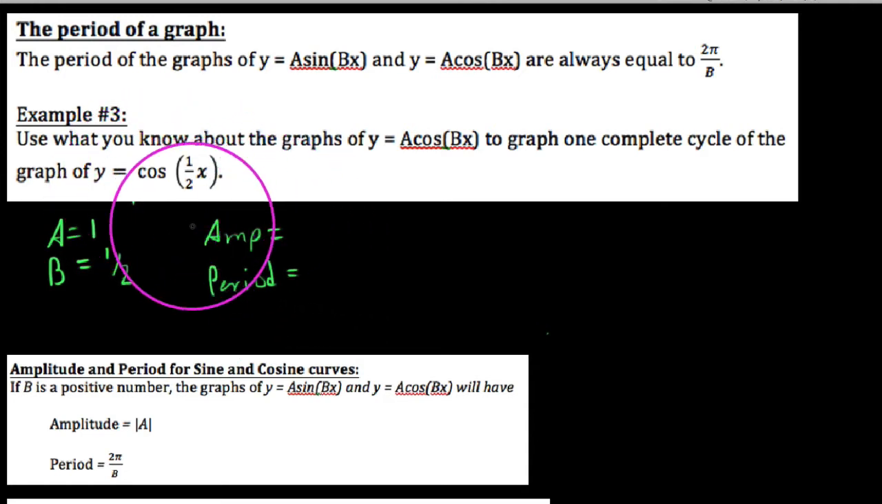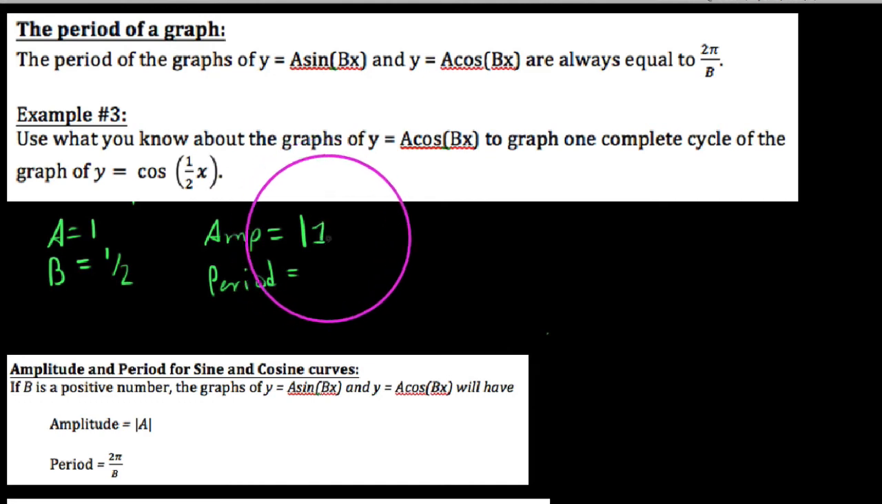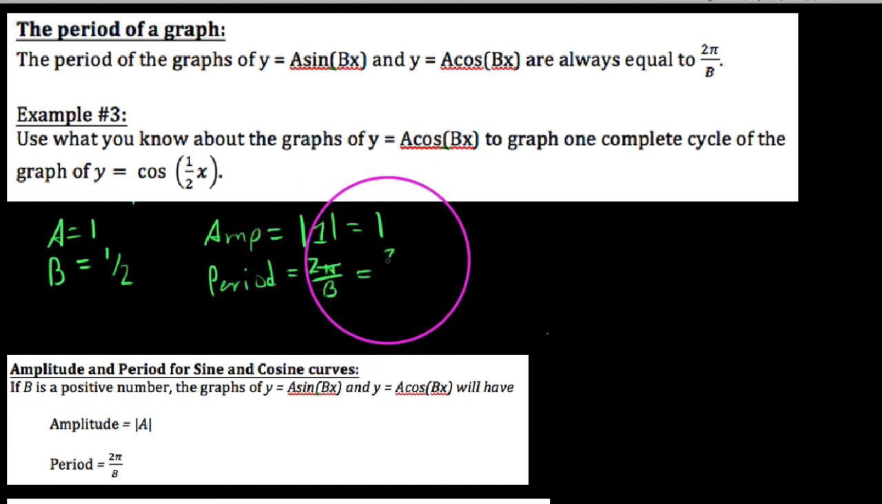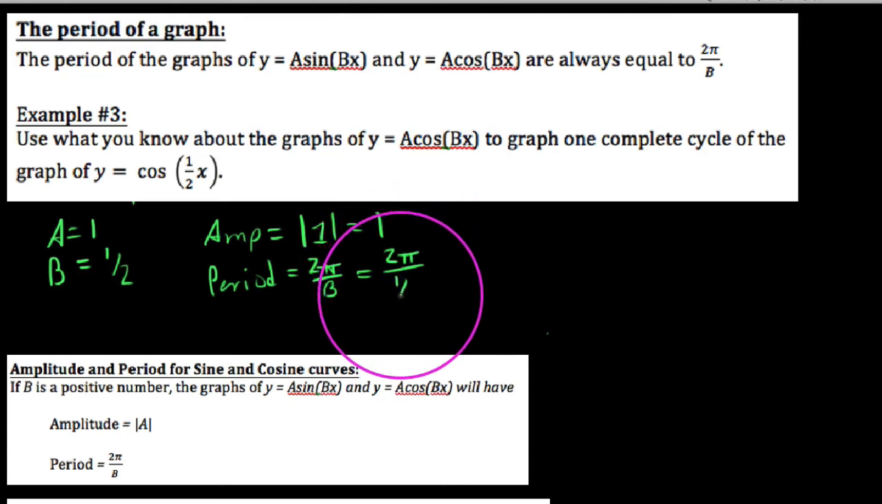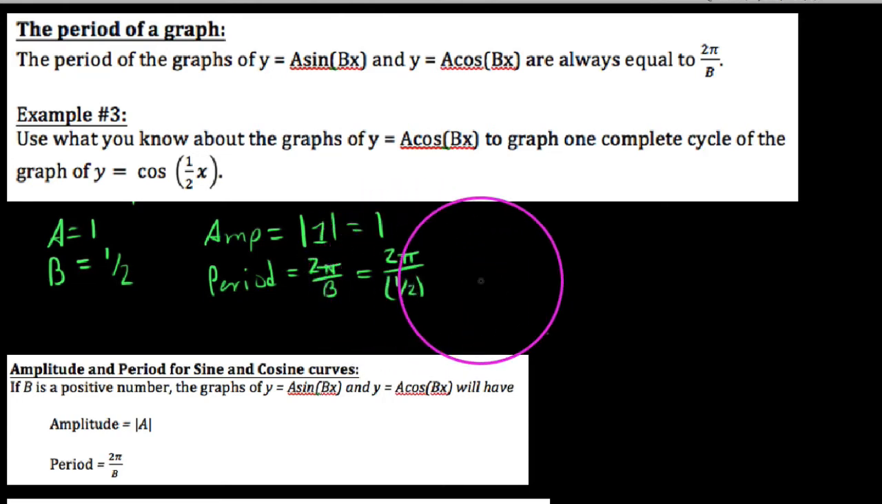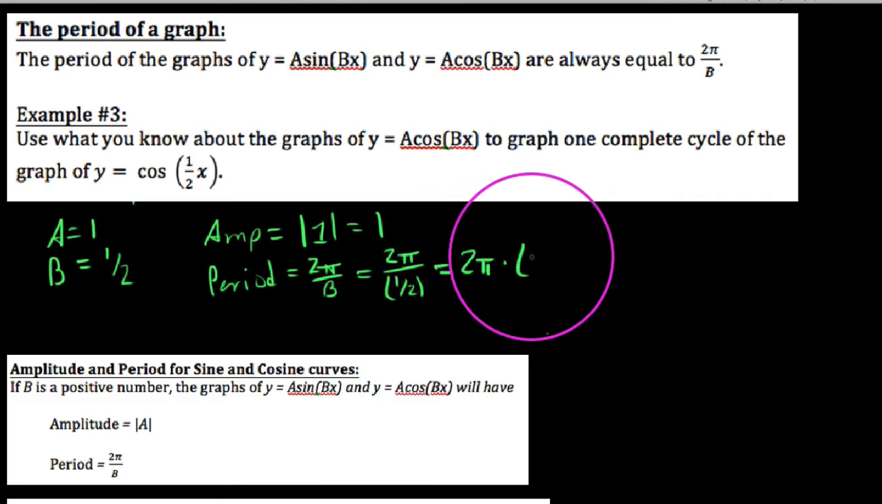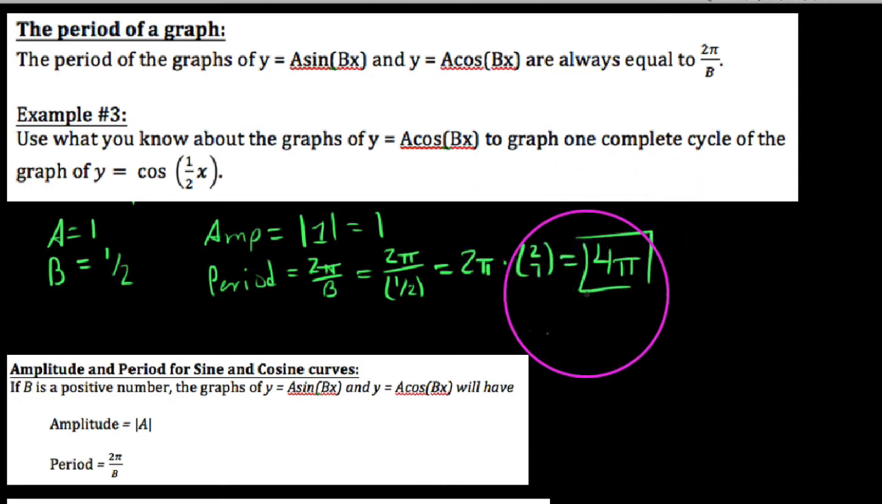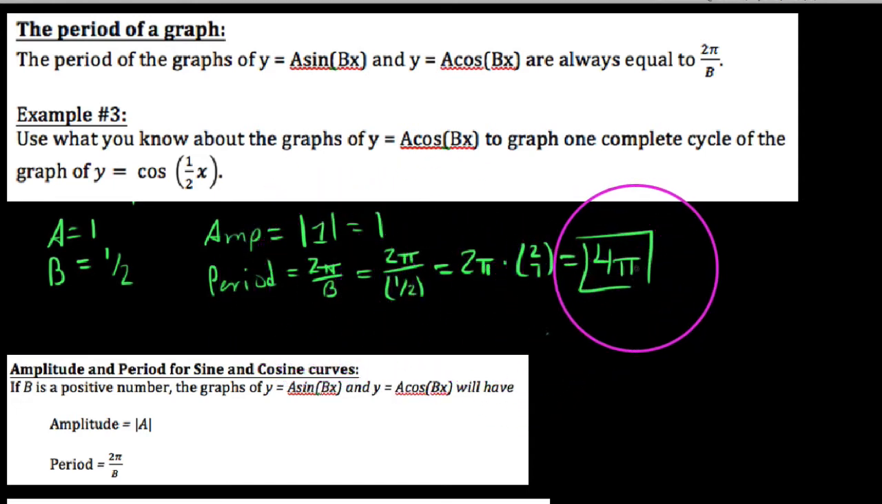First, amplitude. The amplitude of this graph is the absolute value of the a value, so the absolute value of 1, which is 1. So this graph has an amplitude of 1. In terms of the period, the period is always 2 pi, the normal period, over b. In this case, that's 2 pi over 1/2. When you divide by a fraction, recall that you're multiplying by the reciprocal. So this is 2 pi times 2 over 1, and the period of this graph is 4 pi. It would go through half of a cycle in a normal 2 pi period, so it would go through a full cycle in twice that length, or 4 pi.